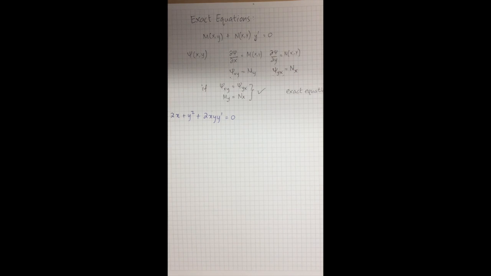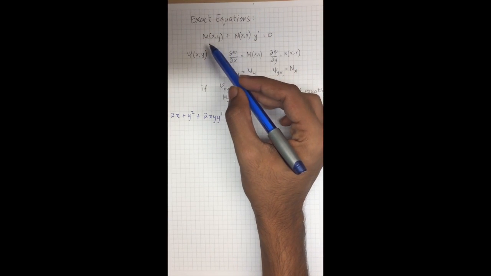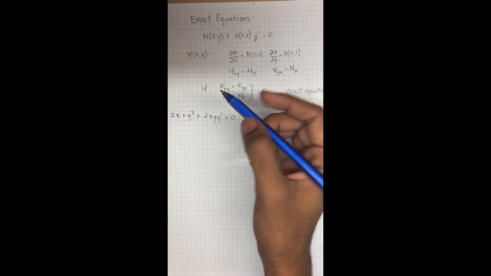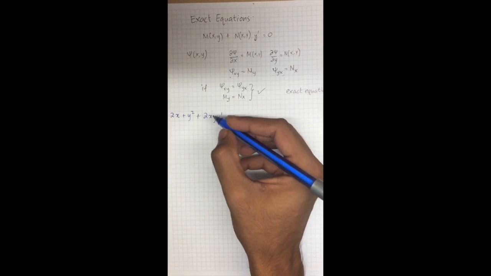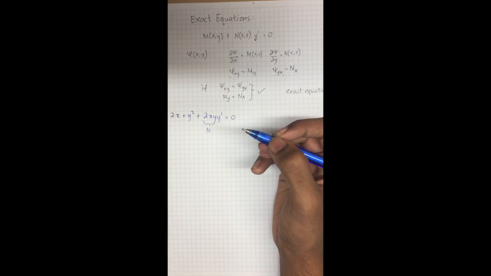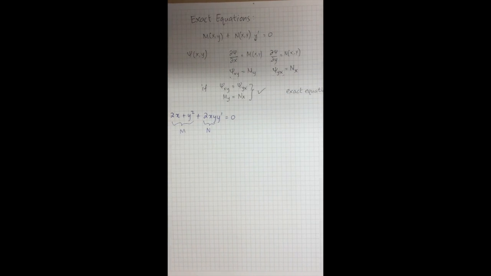So since it's not possible to solve by the methods we know so far, we are going to check whether it is an exact equation or not. From the general form of an exact equation, we compare these two terms, and we can find that 2xy would act as our N, and 2x plus y squared would be our M for this equation.